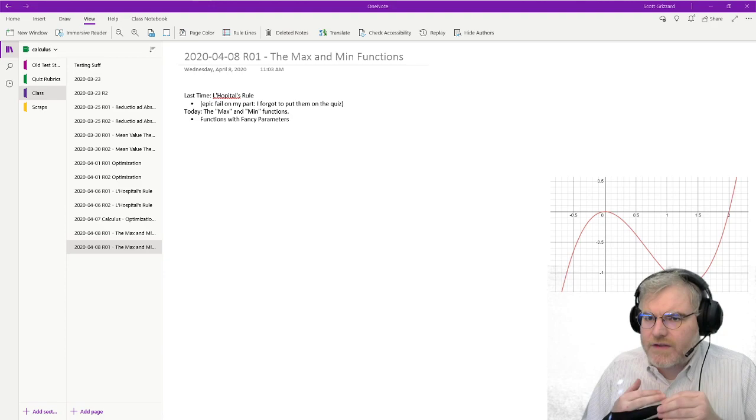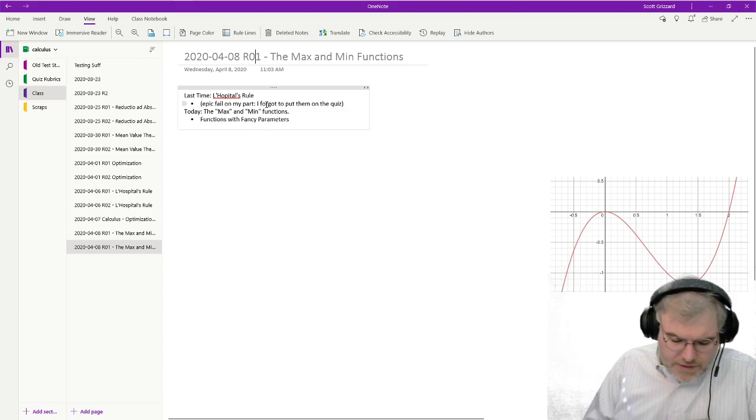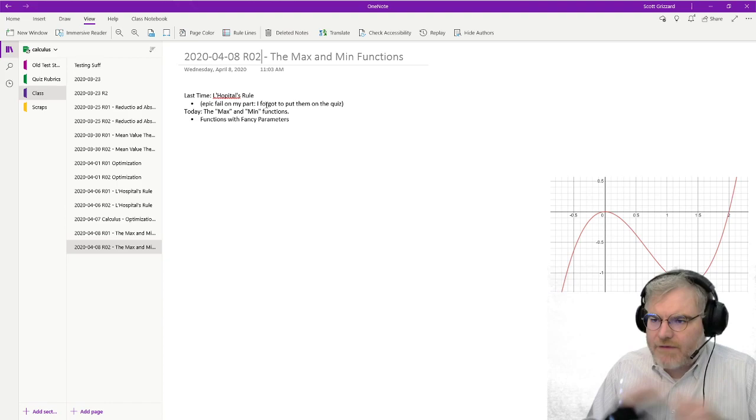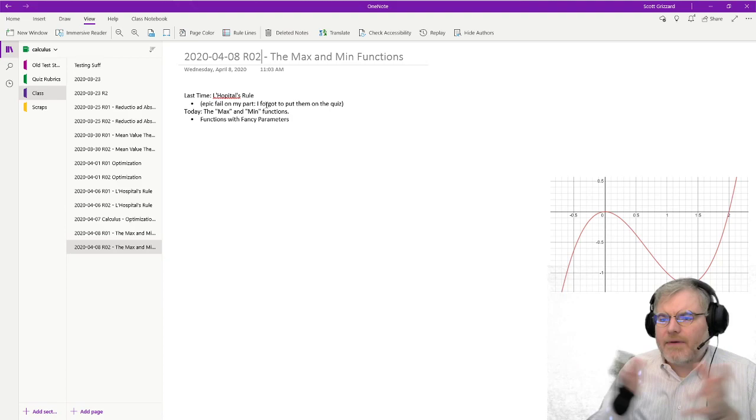This is the calculus, section two, spring 2020. And we are talking about the max and min functions today. Last time we talked about L'Hopital's rule, and I was absolutely horrible. I forgot to put them on the quiz.